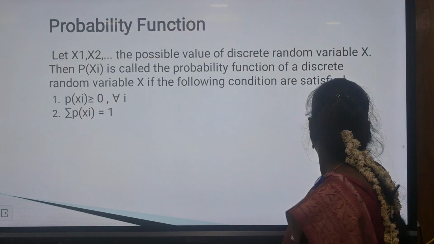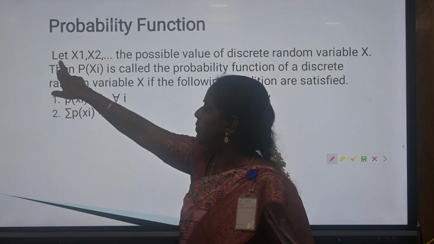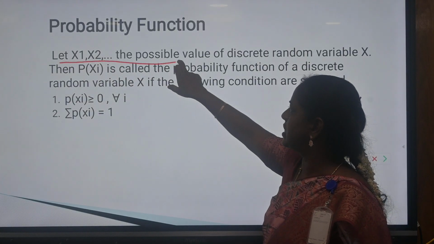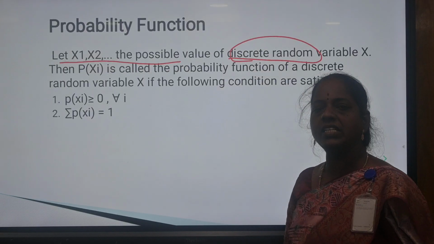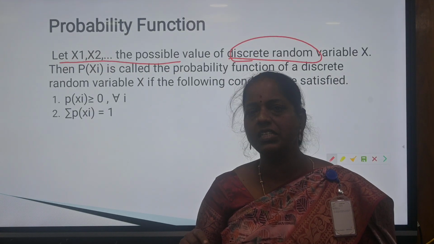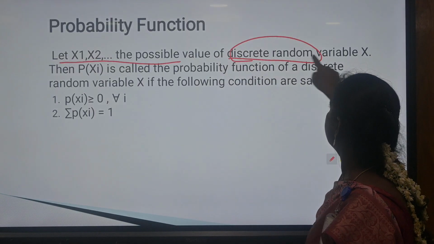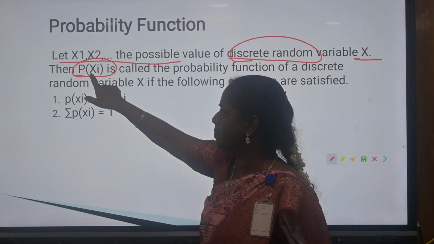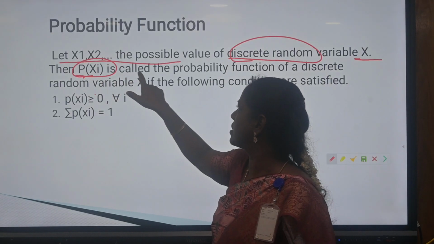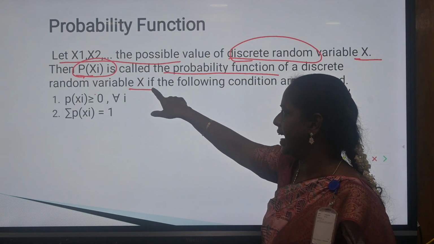Probability function. Let X be a random variable. Let x1, x2, x3, etc. be the possible values of a discrete random variable. A discrete random variable means the range set of the random variable is finite or countably infinite. For a discrete random variable X, P of x, the probability of x, is called the probability function of the discrete random variable X.